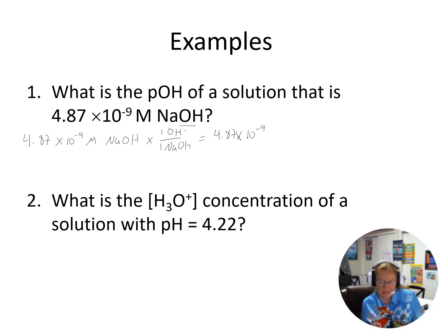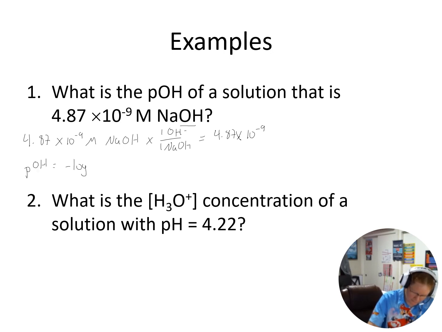Okay, now if this were something like barium hydroxide, where the formula is Ba(OH)2, there's 2 hydroxides. So this stoichiometry would give us twice the concentration of hydroxide. So you have to pay attention to your formula when you're figuring out what your hydroxide or hydronium ion concentrations are. All right, so now my pOH is just the negative log of that hydroxide concentration. So it's 4.87 times 10 to the negative 9th. Okay.